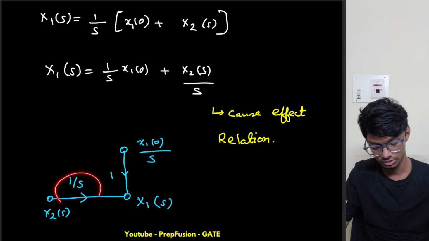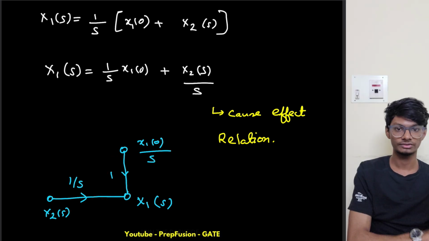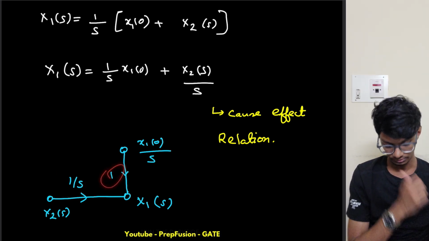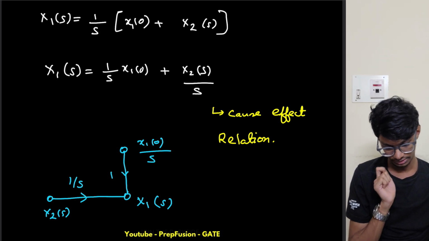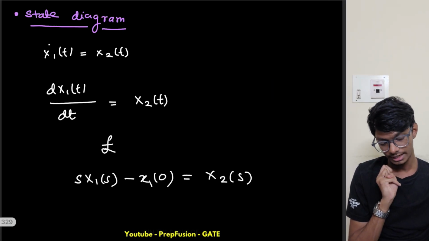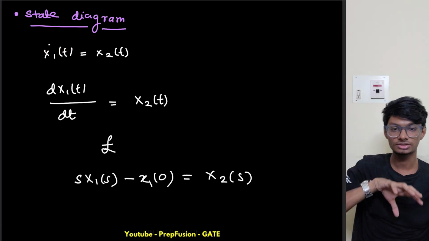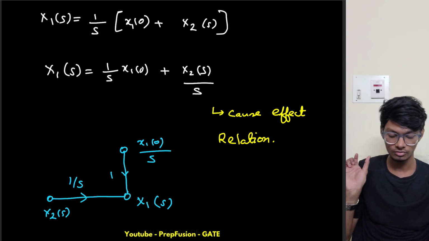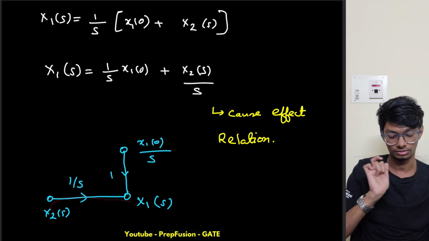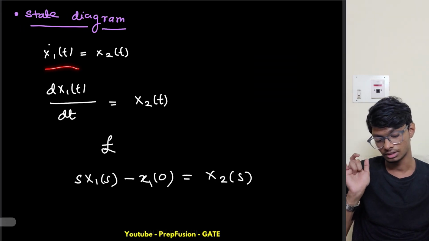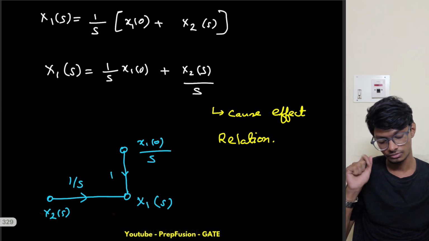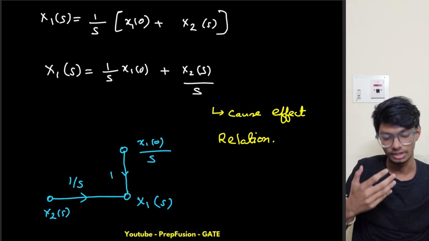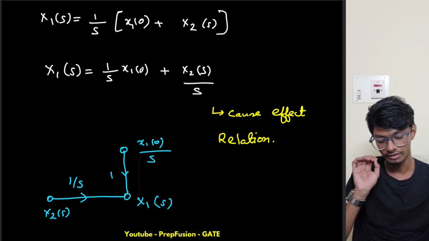So these two are coming here, combining with x1 of s. Now you might ask why I wrote 1 over s over here and 1 over here only. Why did I write it like this? Because x2 is the differentiation of x1, that's why I had to write 1 over s. To get from x2 to x1, I have to simply put a 1 over s term, and I will get x1.